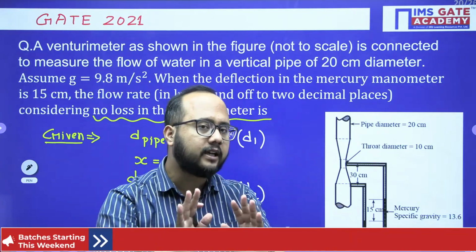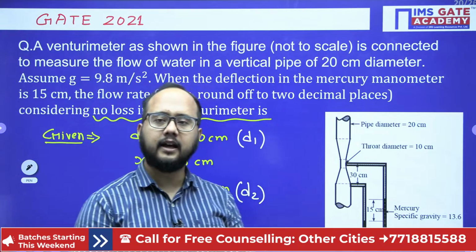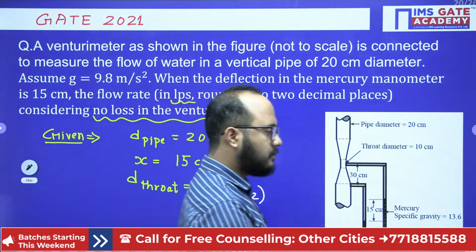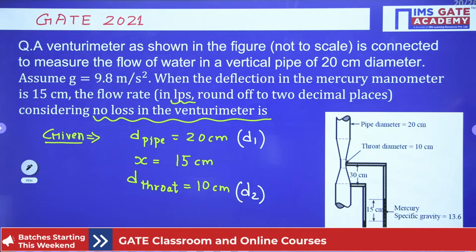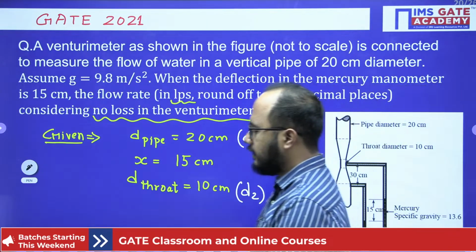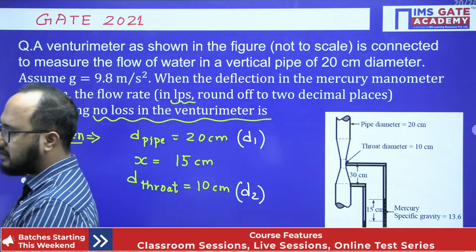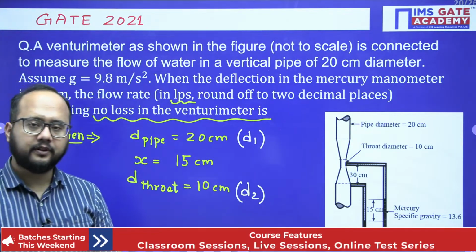I hope that point is clear to everyone, right? So you should understand this point, okay? Don't worry about whether it is vertical, inclined, horizontal, no matter what the orientation of the pipe is. We can directly use the same formula, okay?